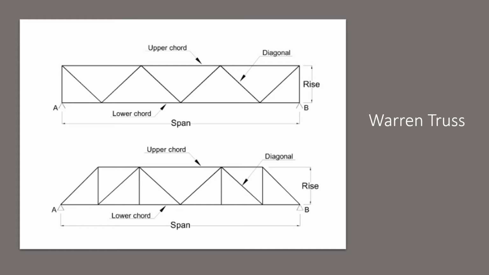For Warren truss, okay, similar to previous we have upper chord at top, lower chord at bottom. We have a diagonal. Okay, we don't have vertical members here. And here we call as a rise and the span between the direction crosses. Okay, similar to this, only the shape is different. So we have upper, lower, diagonal, and we have also here vertical members, rise and the span length.